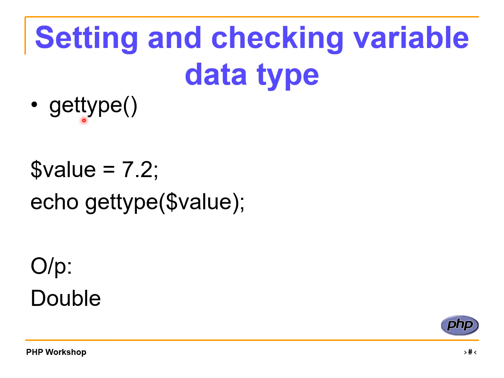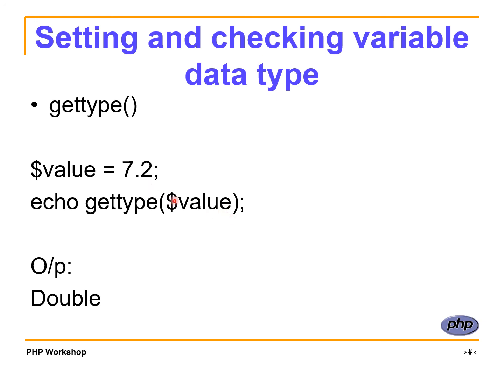Here, getType is a function available in PHP, and it is used for setting and checking the variable data type. We have an example: $value is equal to 7.2. So 7.2 is the data stored in the variable value. Echo getType of $value means this getType function retrieves the data type of the variable value.